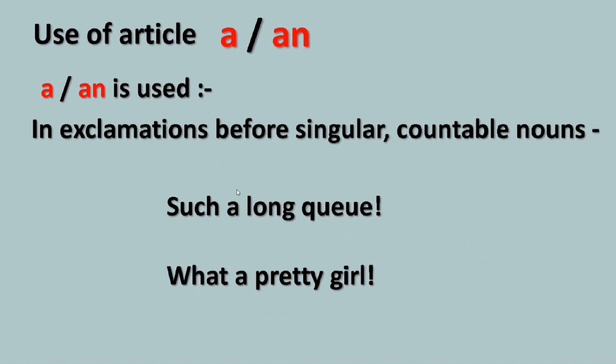Similarly, in exclamations before a singular and countable noun, we use a or an. Here examples are given: such a long queue, what a pretty girl. Queue or girl, this should be singular and countable, and with exclamation. This is the exclamation mark.